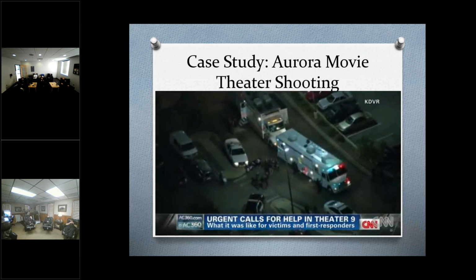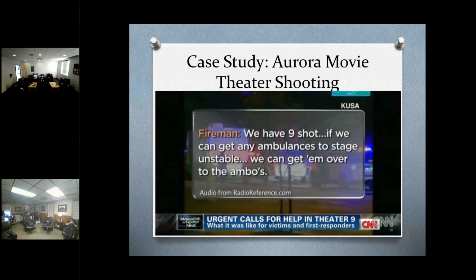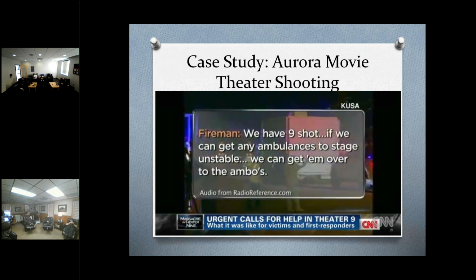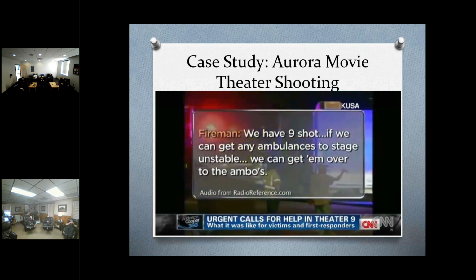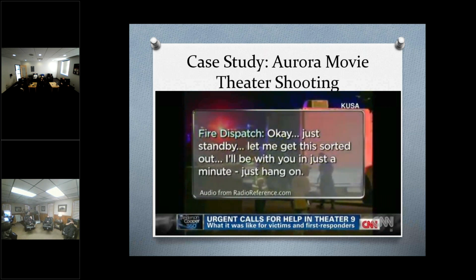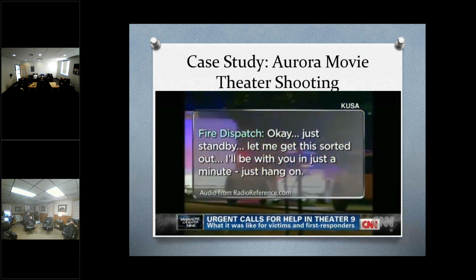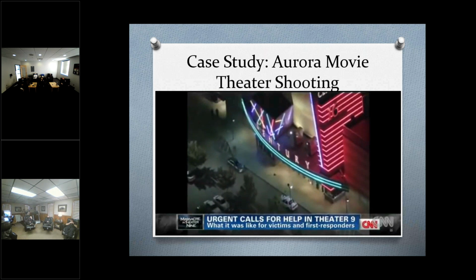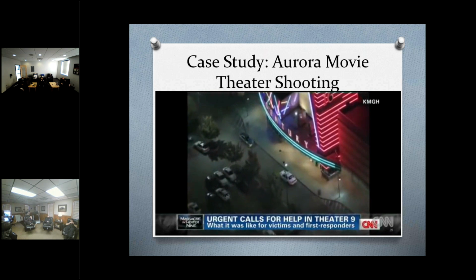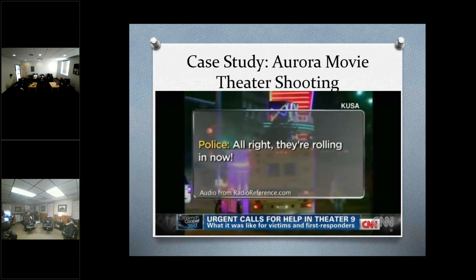22 minutes into this, rescue teams and the fire department are still clearly overwhelmed. We have 9 shots. If we can get any ambulances to stay unstable, we can get them over to the ambulance. Okay. Just stand by. Let me get this sorted out. I'll get with you in just a minute. Just hang on. Finally, nearly 24 minutes after shots fired, ambulances arrive at the theater's back door. I'm rolling in now.